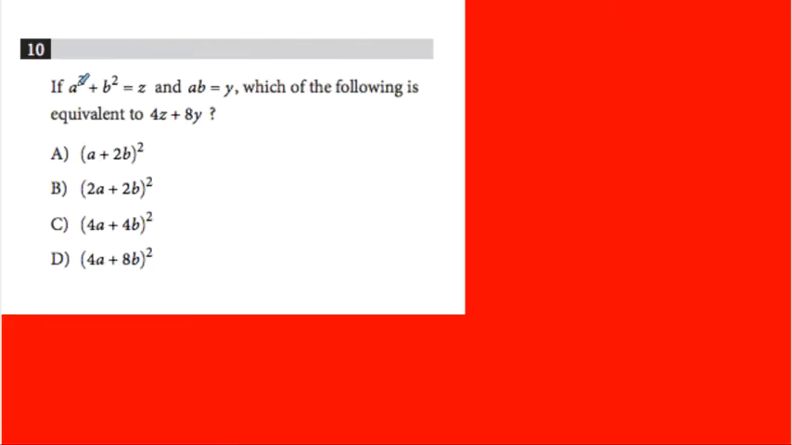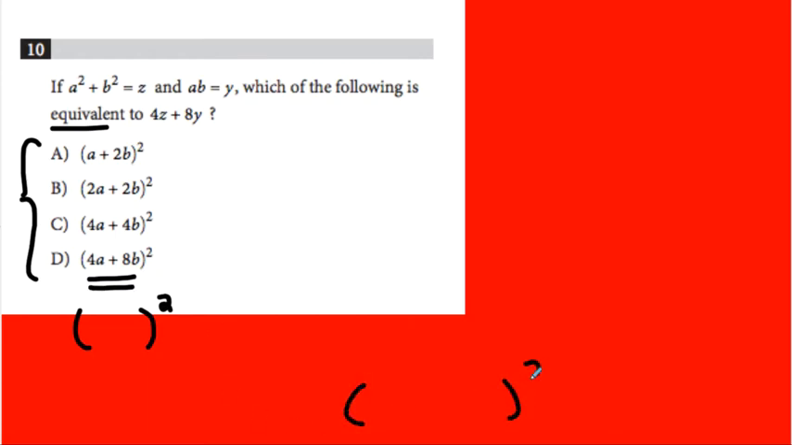It says, if a squared plus b squared equals z and ab equals y, which of the following is equivalent to 4z plus 8y? Well, first of all, I've got so many variables here that I'm confused. So what else do I notice? Well, I notice that all of the answers are squares of binomials. That's important because remember, a square of a binomial came from a perfect square trinomial.